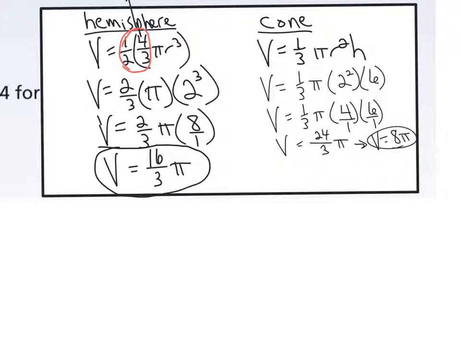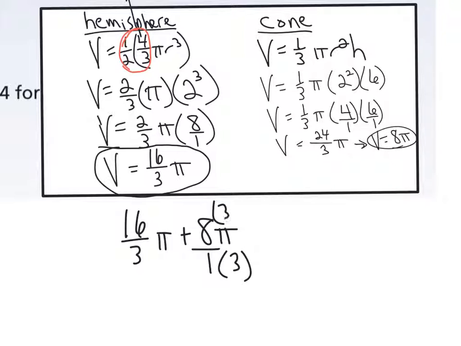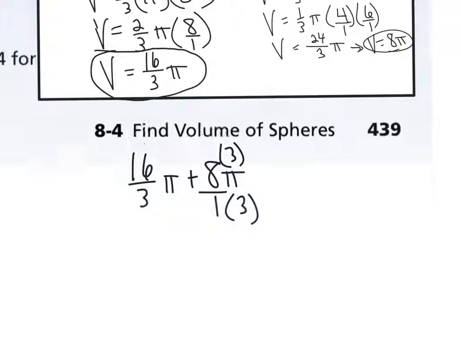We had 16/3 pi for the hemisphere or the half sphere. And then at that point we can add those together. Technically, if we were going to do this like we did on example 3, we could put that 8 pi over 1. We can try and get a common denominator first and then add those together. So common denominator of 3, we can multiply numerator and denominator of our second fraction both by 3.